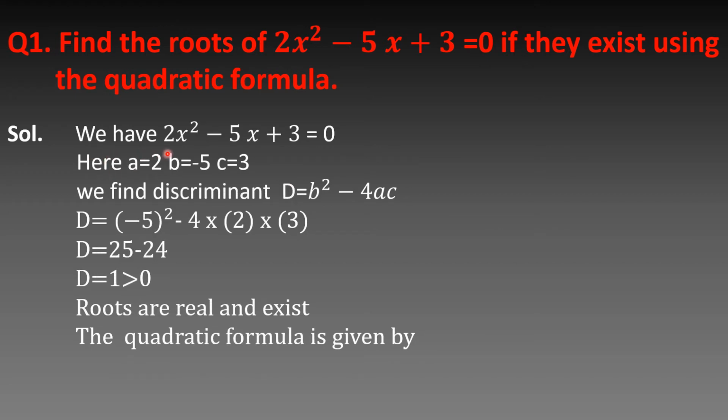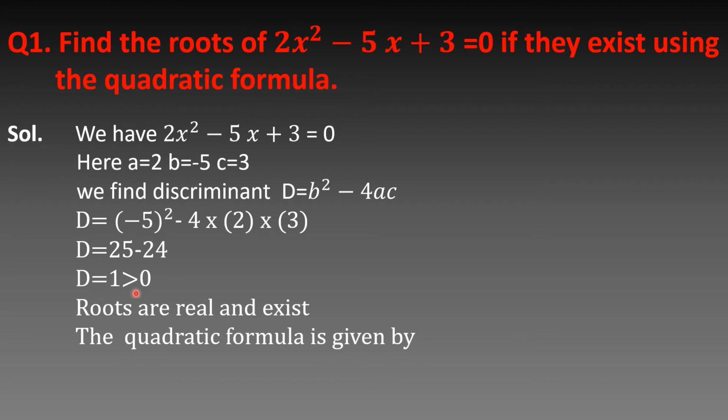In the solution, our given quadratic equation is 2x square minus 5x plus 3 equals 0. We compare this equation with the standard form of the quadratic equation, and by this we get the value of a, which is the coefficient of x square, b, which is the coefficient of x, and c, which is the constant term. We know that we can find the discriminant by the formula D equals b square minus 4ac. On putting all the values in that formula, we see that our discriminant is equal to 1.